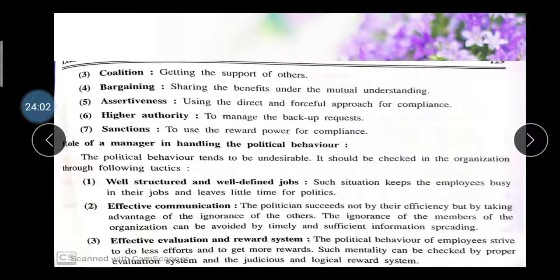Then third one is an effective evaluation and reward system. The political behavior of employees strives for less effort to get more reward. Higher authority should always keep in mind that employees want to make less effort and always wish to get higher rewards. Such mentality can be checked by a proper evaluation system. You cannot give the reward on a mandatory basis. You have to evaluate their performance, and then give the reward to them. This creates less political behavior, and you have to have a logical reward system.